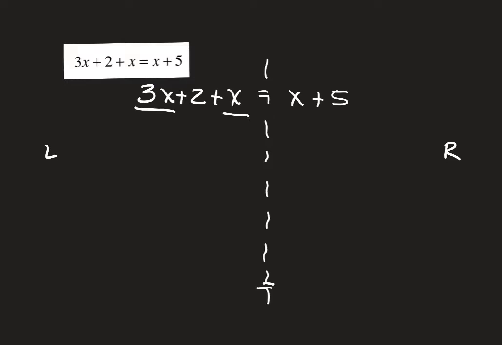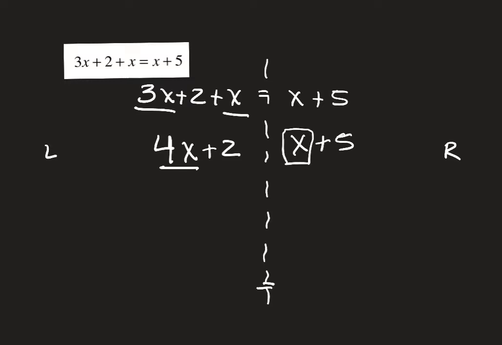We have a 3x and we have an x. Those come together to make 4x, and we have a plus 2. On the right side is still x plus 5. There's nothing to put together. Then I said you want to remove the smallest x. So you have 4x on one side and you have x on the other side. The smallest one is over here with the x.